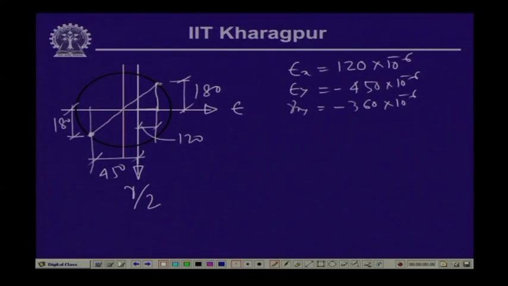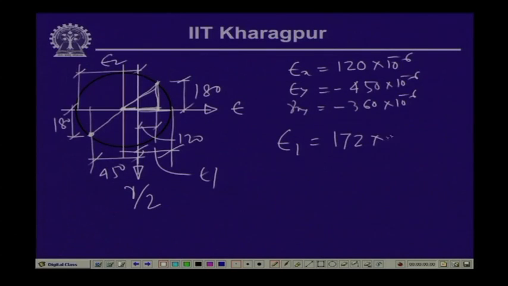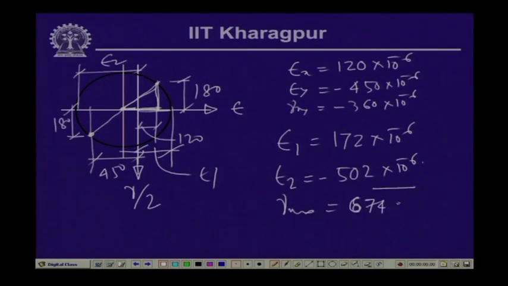Now, if we join them and plot the circle, this is going to give us epsilon 1 and this is epsilon 2. So we can compute the value of the principal strain, because the radius equals the root of this square plus this square, and the principal strain is equal to the distance from the center to this point plus the radius. This gives us the values of epsilon 1 and epsilon 2. Epsilon 1 comes out to be 172 into 10 to the power minus 6, and epsilon 2, which is negative, comes out to be minus 502 into 10 to the power minus 6. Gamma max, the shearing strain, comes as 674 into 10 to the power minus 6.